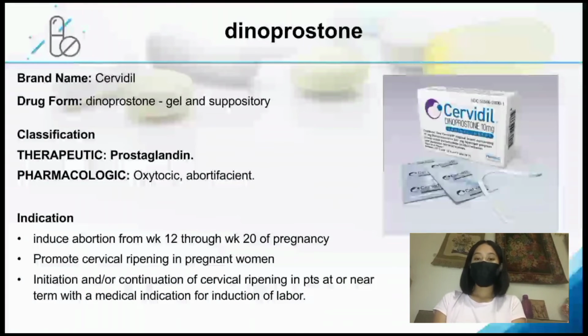Dinoprostone. The brand name is Prepidil. The drug form is dinoprostone gel and suppository. Classification: therapeutic prostaglandin, pharmacologic oxytocic abortifacient. The indication is induced abortion from week 12 through week 20 of pregnancy, promotes cervical ripening in pregnant women, and initiation and continuation of cervical ripening in patients at or near term with a medical indication for induction of labor.